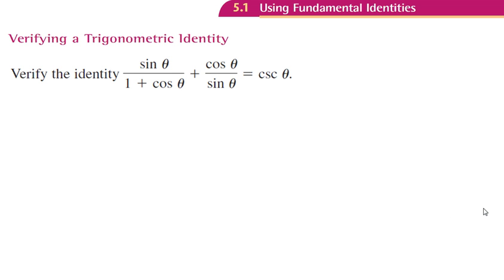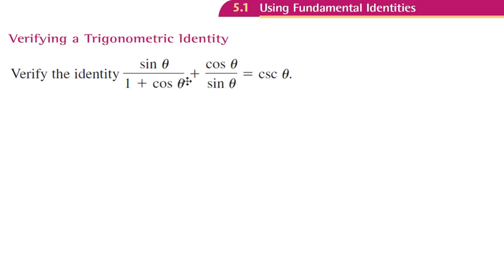Let's make things just a tad bit hairier now. And we want to verify a trigonometric identity. And what that means is you want to make the left side equal to the right side, or you go the other way around. You want to make the right side equal to the left.